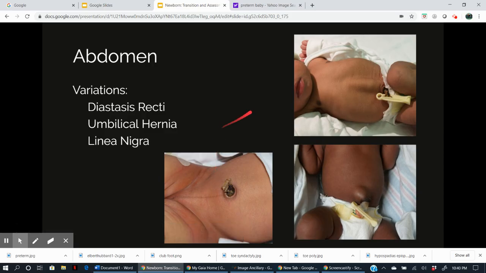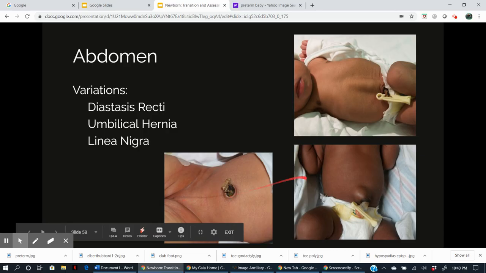Some variations you might see, and they're kind of okay, unless they're not. This is a diastasis recti. This just means the baby's muscles are not all the way fused. That usually disappears. And then we have, this is the linea nigra right here. Very similar to mom, and it all comes from mom's hormones. That also disappears. Here's an umbilical hernia.